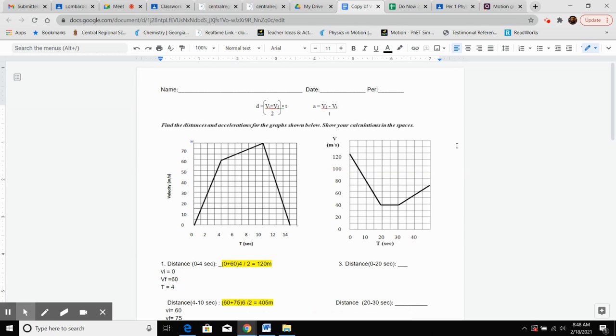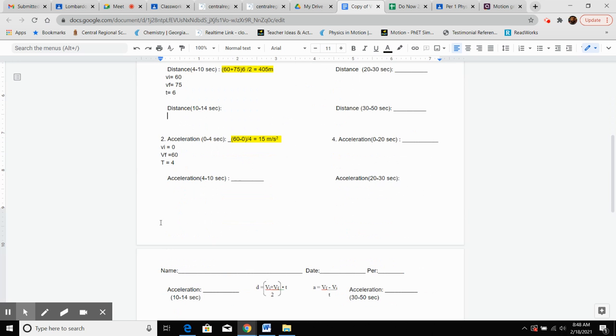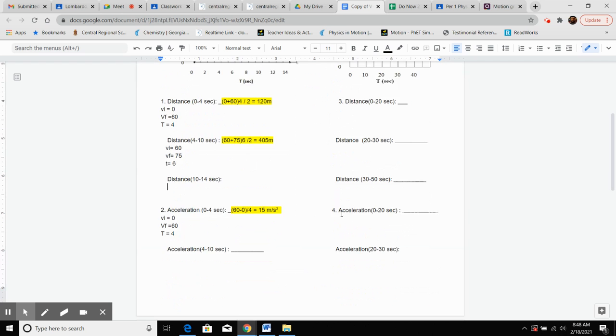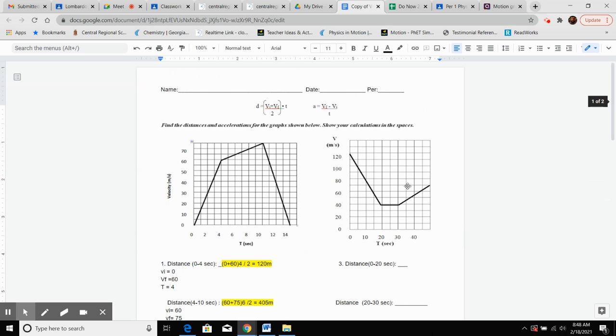Okay, guys, so today's assignment is VT graph number 2. Similar to the homework yesterday, you're going to be asked to solve for the distance the object has traveled and be asked to solve for the acceleration. So in the very first problem, problems 1 and 2 go with the graph on the left. Problems 3 and 4 go with the graph on the right.